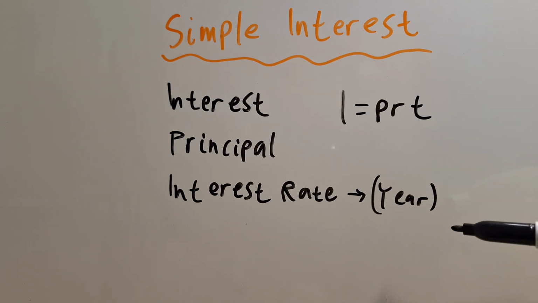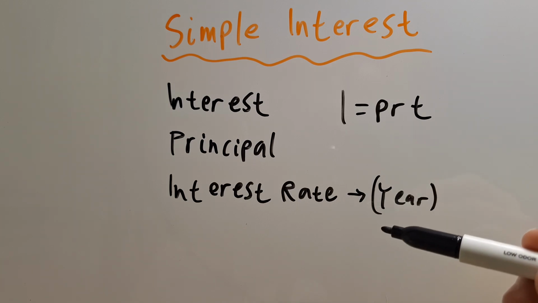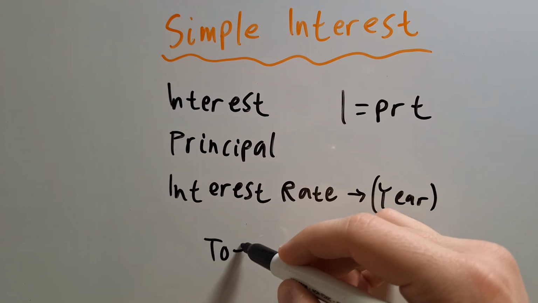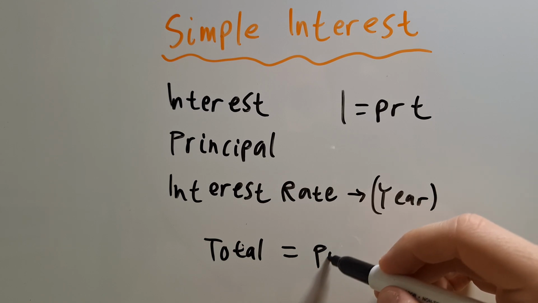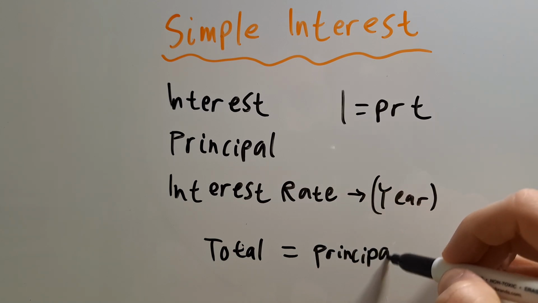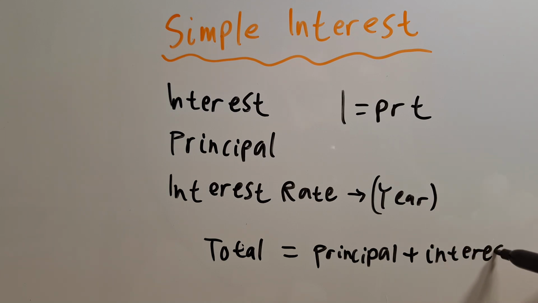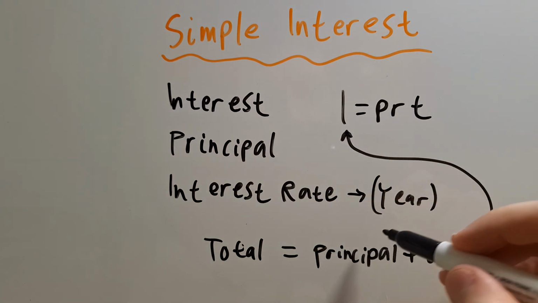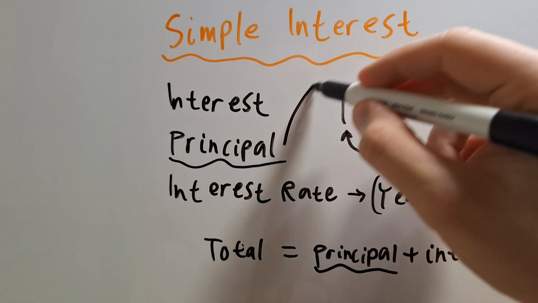So when you repay a loan, the interest is added to the original principal to find the total amount due. So your total amount is going to be equal to the principal plus the interest. And the interest will be calculated from right here. And then the principal will be given. You're going to use that term twice.